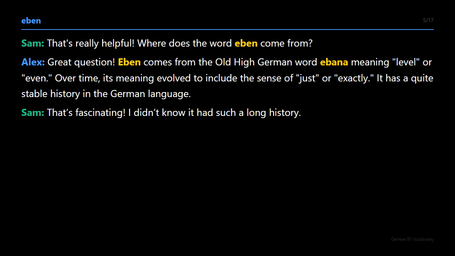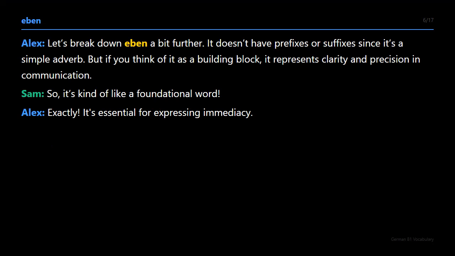Let's break down eben a bit further. It doesn't have prefixes or suffixes since it's a simple adverb. But if you think of it as a building block, it represents clarity and precision in communication. So, it's kind of like a foundational word. Exactly. It's essential for expressing immediacy.